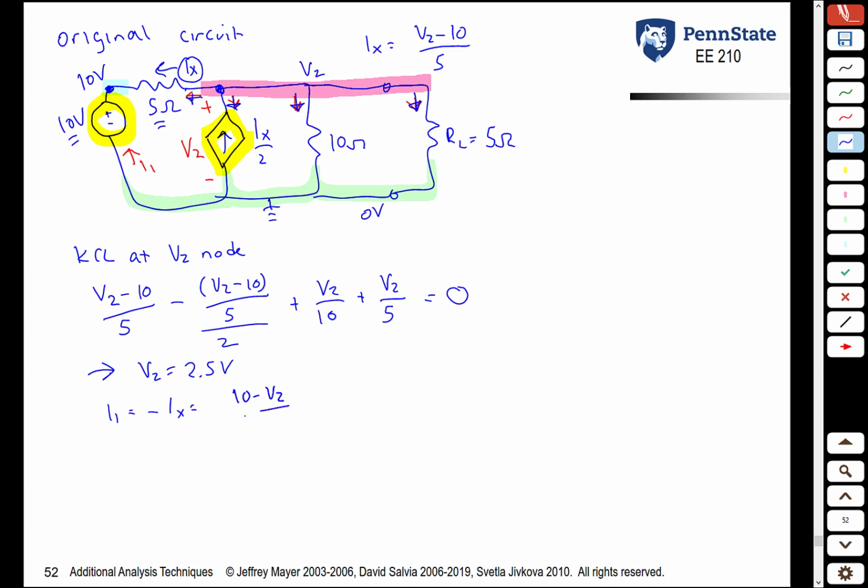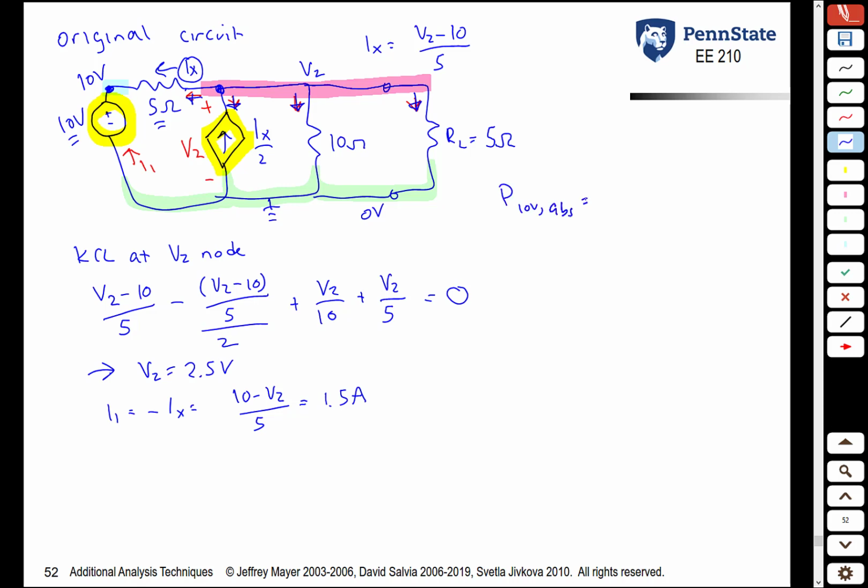10 minus V2 over 5 ohms, or 1.5 amps. Now that we know I1 and V2, we can now find the power absorbed by the voltage source and the power absorbed by the dependent current source.